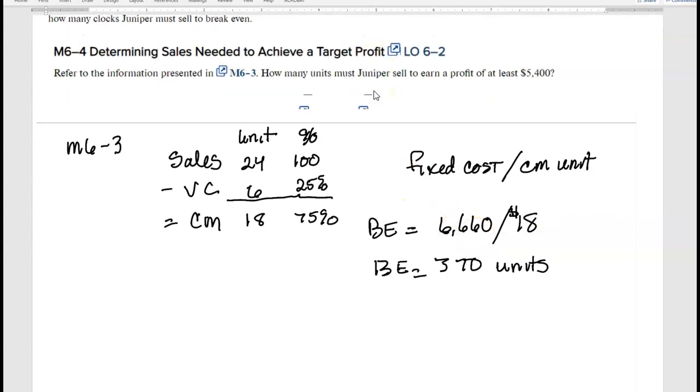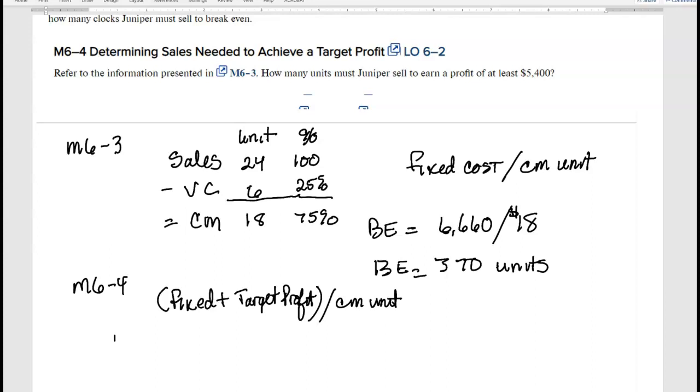Then we're asked to take that very same information, which we already have, and tell them how many units they must sell to earn a profit of at least $5,400. So M6.4. So we're going to take the same formula, fixed cost divided by contribution margin per unit, except now we're going to take fixed and add the target profit to it. And then we're still going to divide by the CM per unit.